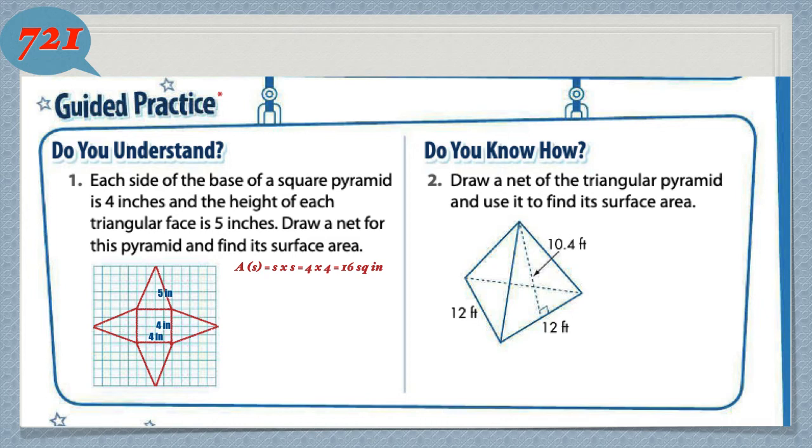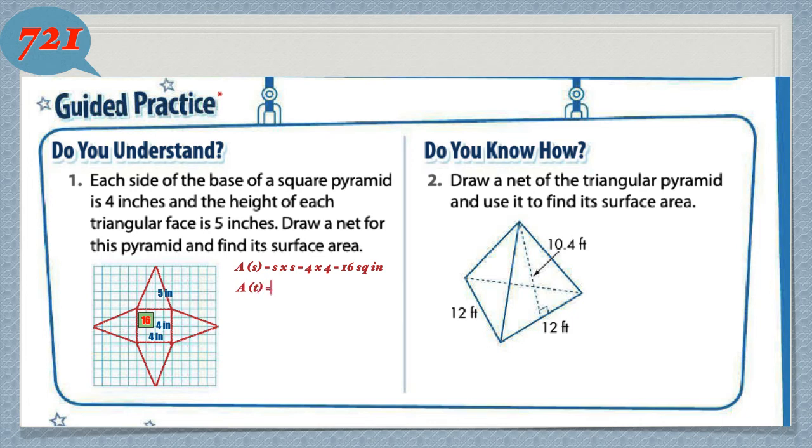Remember that these 4 triangular faces are equal to each other. So we will just solve for the area of one triangle and just count it 4 times because these triangular faces have the same area. So the area of the square is 16.